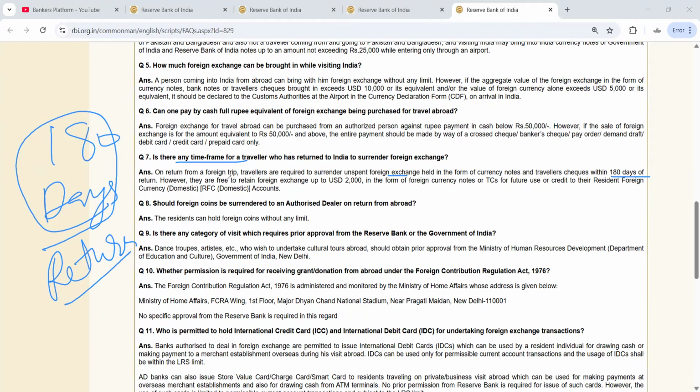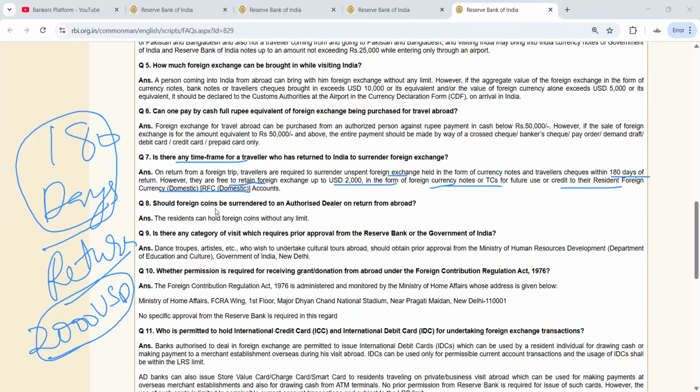Okay. However, they are free to retain foreign exchange up to 2,000 in the form of currency notes or traveler's cheques for future use or credit to their resident foreign currency domestic account. Okay. So up to 2,000 USD they can keep in the form of currency notes, traveler's cheques, or they can credit it to their RFC account.